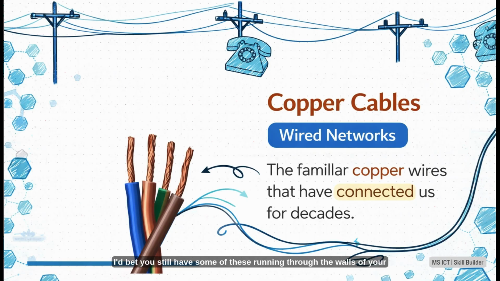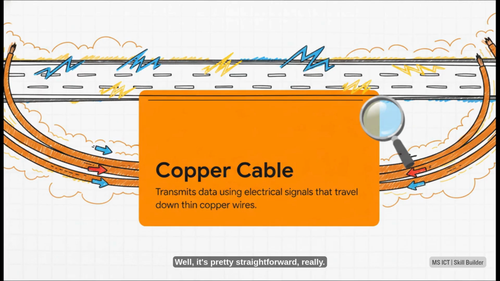I'd bet you still have some of these running through the walls of your house right now. So how does this stuff actually work? Well, it's pretty straightforward, really. Think of it like a highway, but for electricity. Your data gets converted into these little electrical pulses that just race down the copper wires from point A to point B. It's simple, it's effective, and hey, it's been getting the job done for a very, very long time.